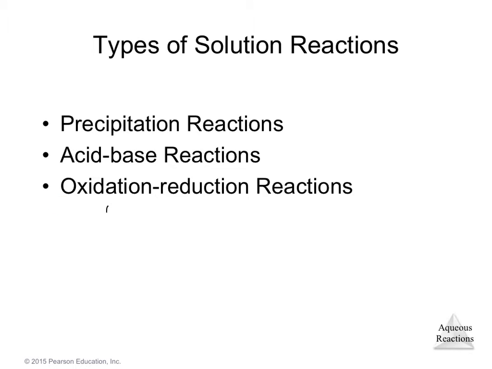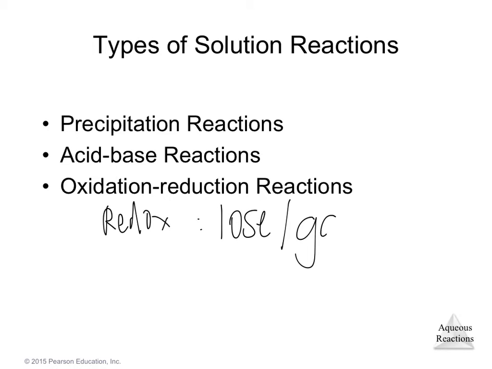Oxidation reduction, more commonly known as redox, is all about electrons, so losing or gaining electrons. We're going to talk much more about redox later, in chapter 20, second semester, but for now all you have to know is that oxidation reduction is all about transferring electrons.